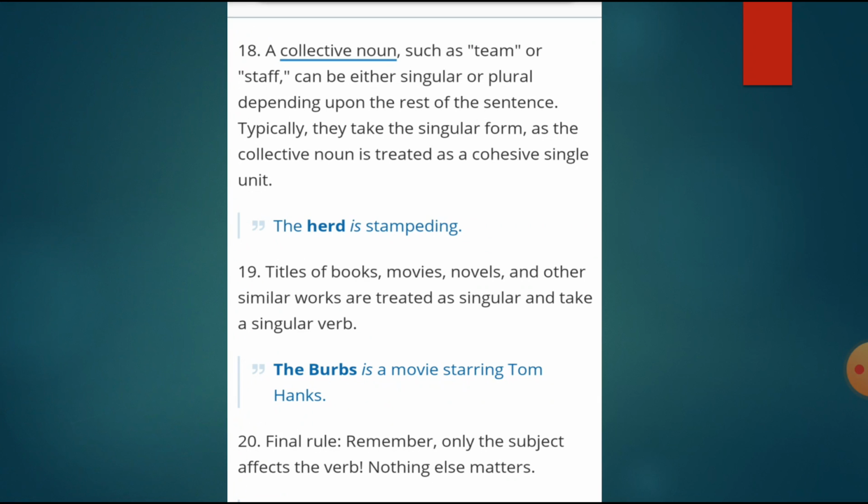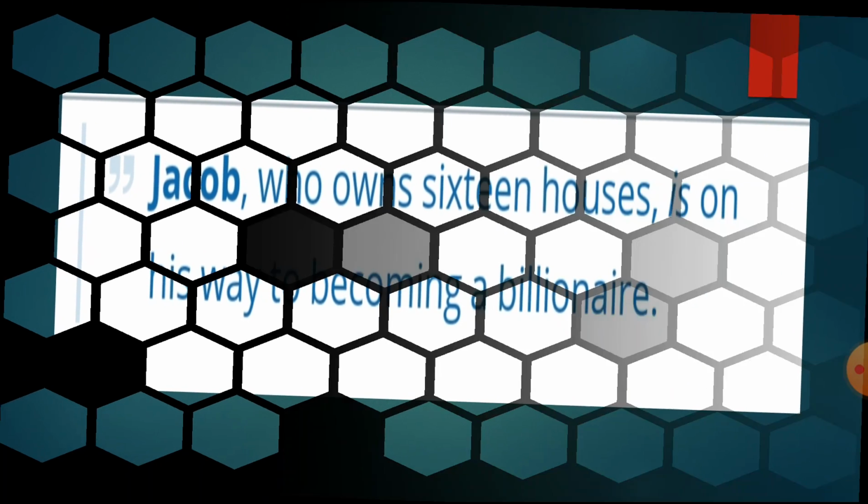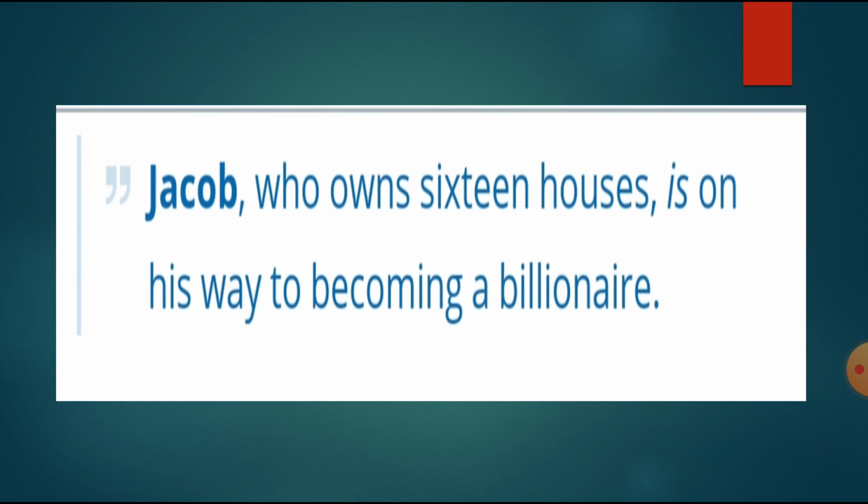Final rule. Remember, only the subject affects the verb, nothing else matters. Jacob, who owns 16 houses, is on his way to becoming a billionaire. So here you can see that Jacob is singular, so we will put "is".